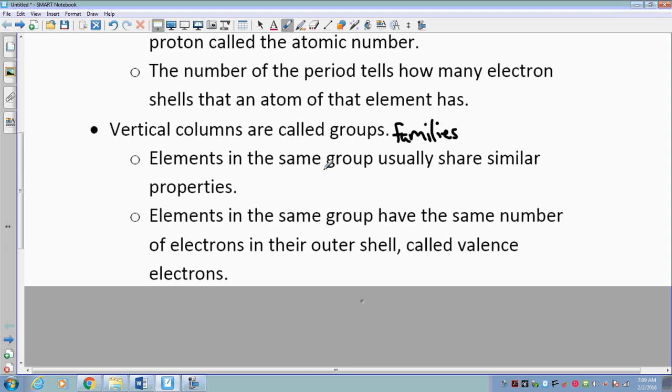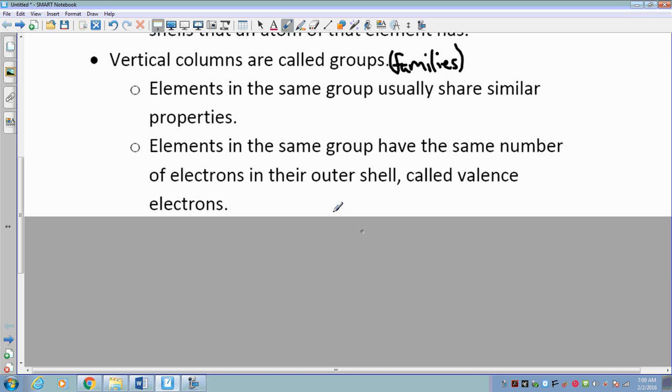Same thing with guys. You're probably going to end up being more like your dads, or you're going to mimic some kind of male influence in your life. Once again in the families, you're either going to look like them or act like them or something, because they have common characteristics. We share similar DNA, and elements are grouped in that same way. So groups are sometimes called families because they share really common characteristics, just like we do with our families. And they usually share similar properties.